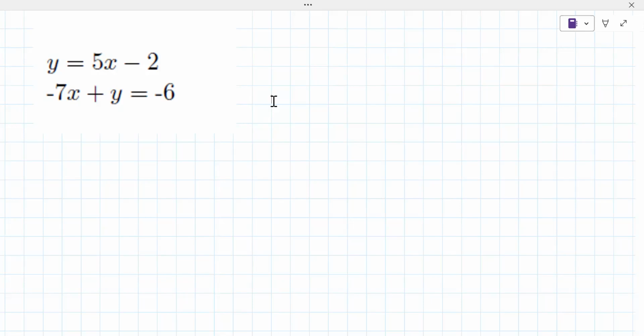X is 2. Yes, x is 2. Good. So use the top equation to get y. 8? Yes, y is equal to 8. Very good. Okay, so you're doing great.